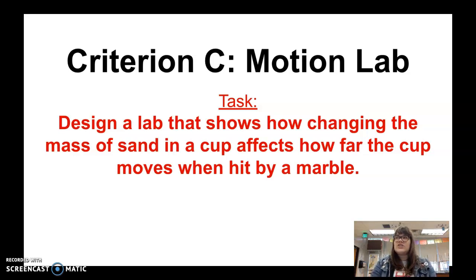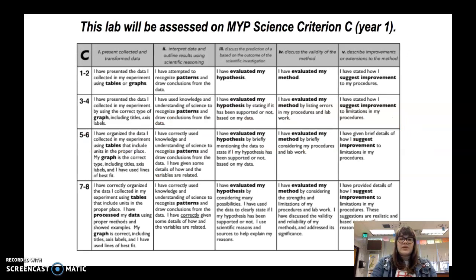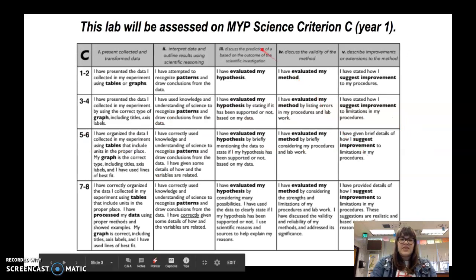And evaluating just means judging the quality of. And in the case of this lab report, what we're doing is we are determining whether our hypothesis is supported, partially supported, or not supported by our data. So remember, we are going to be graded on this rubric here, and this is the strand that we're looking at. So it is criterion C strand 3.